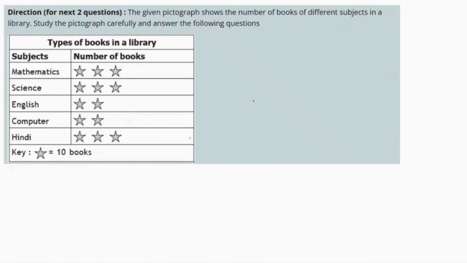Okay, now it is a scenario based question. So it says the given pictograph shows the number of books of different subjects in a library. Study the pictograph carefully and answer the following questions. Okay, so now in this pictograph, we are provided with different subjects and the total number of books each subject has in the library. Okay, so now it is to note down that one star represents 10 books. So total number of books for mathematics will be 30. For science will be 30 again. For English it will be 20. Computer it will be 20. And finally for Hindi it will be 30. Now since we have already solved the pictograph, let us see the questions that follow.